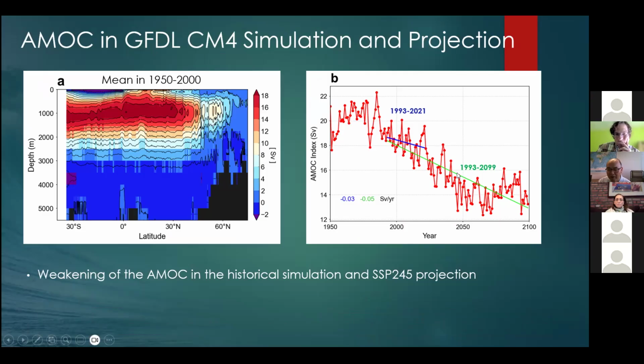So overall, the AMOC weakens. You said that the AMOC levels off after 2050. Remember, this is a medium projection. We used SSP 245 for this projection, and in higher emission scenarios you see continuous weakening. And how does the sea level respond after 2050?